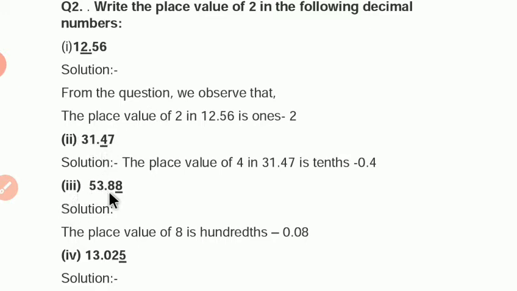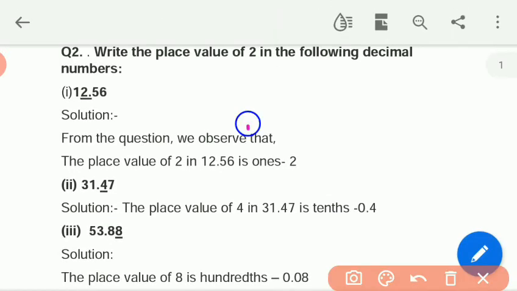Then 53.88. Here you can see, what is the place value of 8? Tens, hundreds. Hundreds means 8 upon 100 or 0.08. You can see here, in place of 53 you have to write 0 point, and in place of this 8 also write 0, and this one 8. Or you can see that hundreds means 8 upon 100.